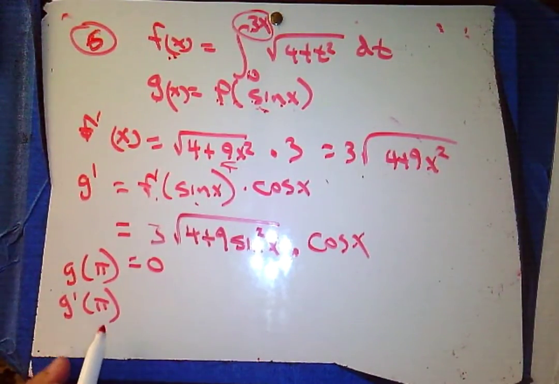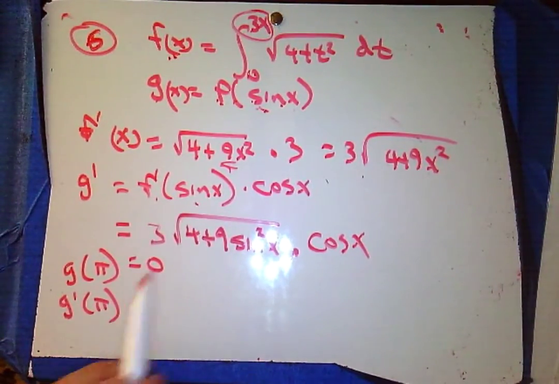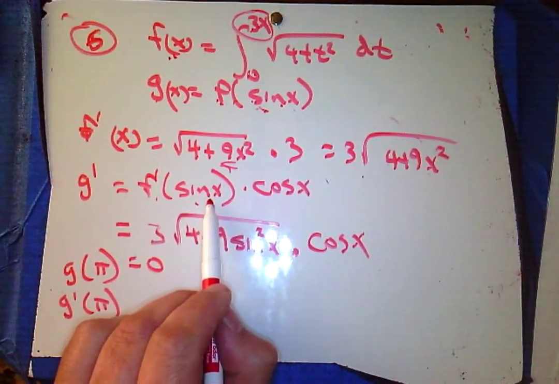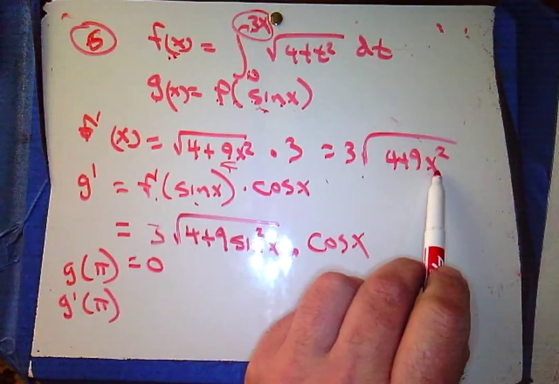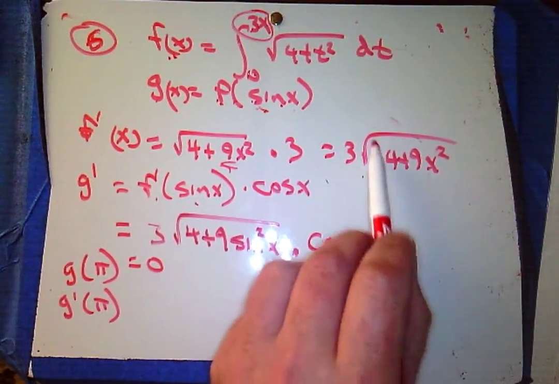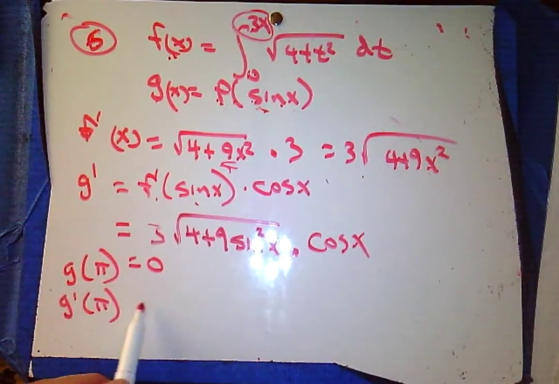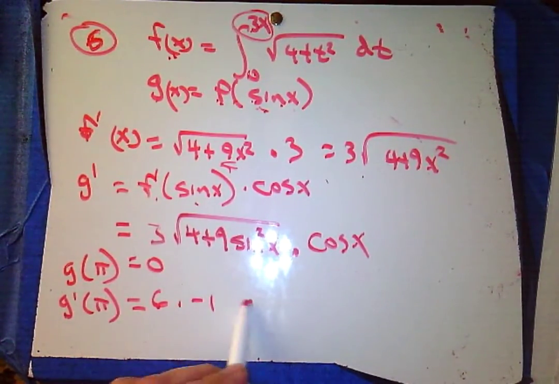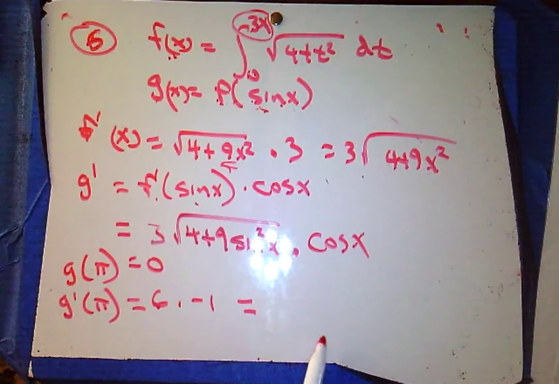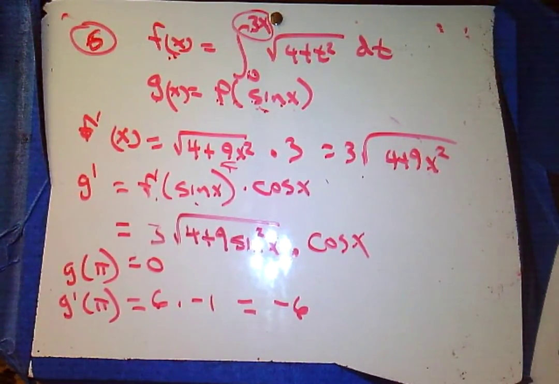Now, what about g prime of pi? I have to plug in my pi here. That's f prime of 0. Here's f prime. I plug a 0 in here. I get square root of 4, which is 2, times 3, or 6, times cosine of pi, which is negative 1. So now I've got negative 6. Okay, so we've got negative 6 for g prime of pi, and g of pi equals 0.